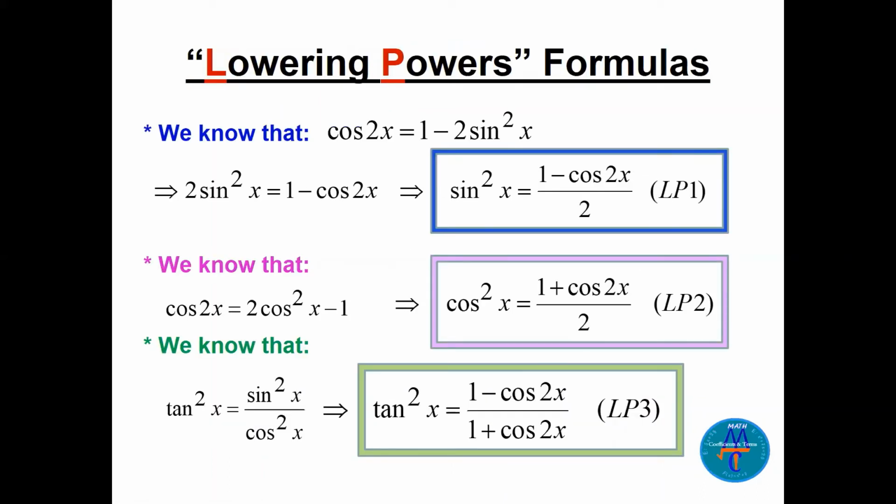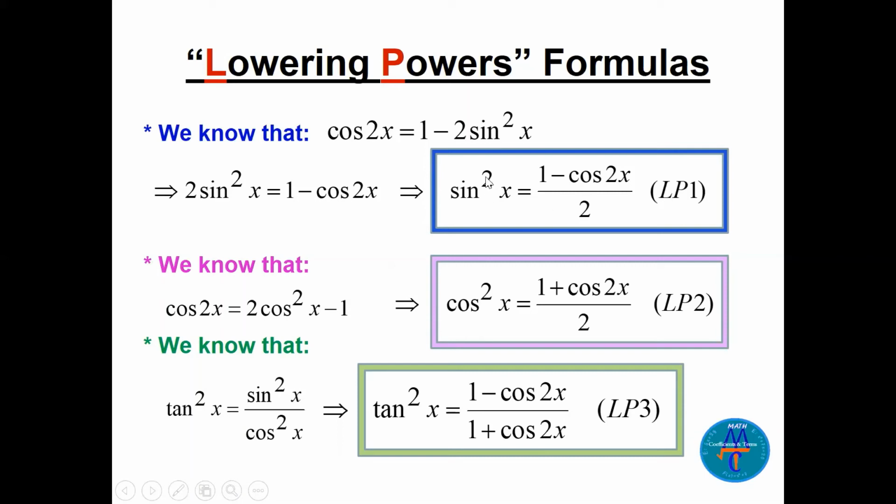Lowering powers formula. We know cosine of 2x is 1 minus 2 sine squared of x. Let's solve for sine squared from here. Take this on the other side and bring cosine of 2x on this side. And then divide by 2. So you get LP1. This is lowering powers 1.